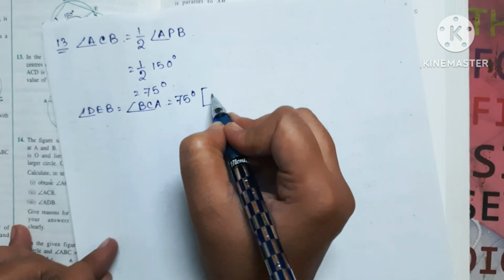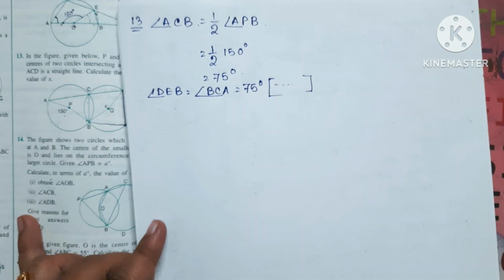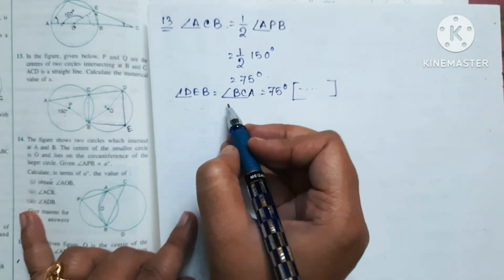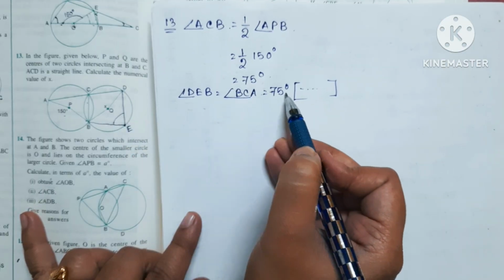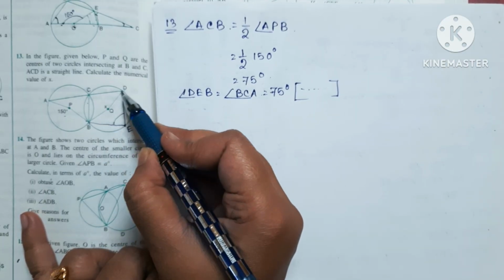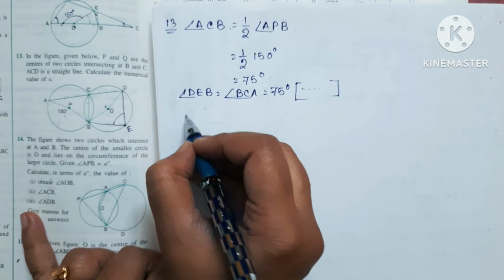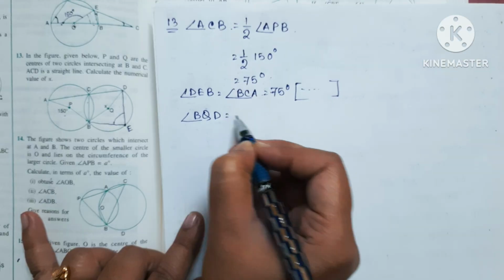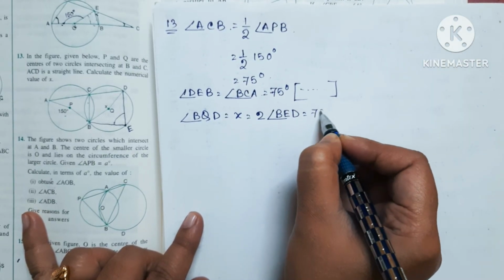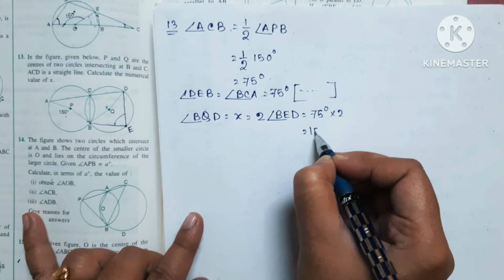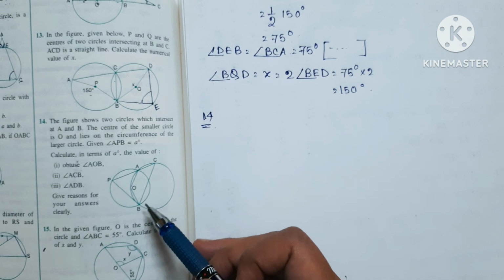Why? Because you have to write the reason. I'm not writing it here, because it is the exterior angle and that will be equal to the opposite interior angle, and so on. Now, since this angle is 75 degree, BQD is double of BED because they are on the same segment BD. Understood? So angle BQD, that is X, will be twice of BED, that is 75. So it's 75 into 2. So it will become 150.